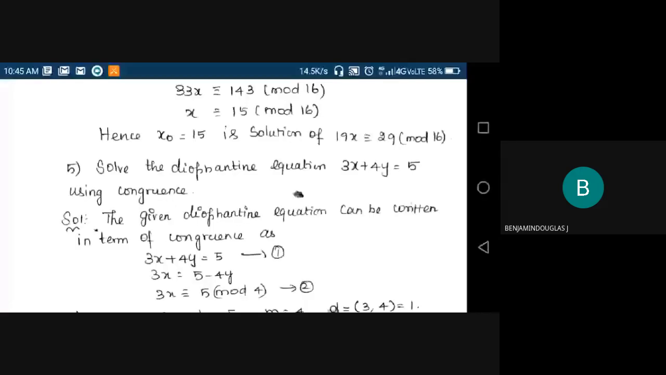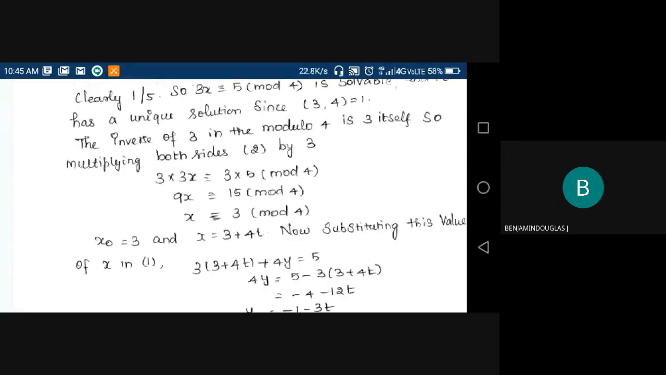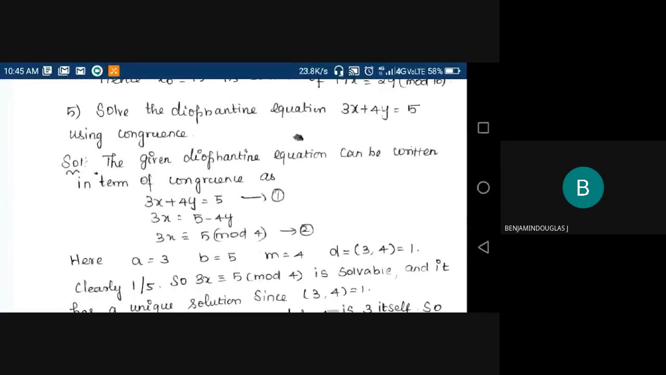But in the given Diophantine equation, there is only one equation, but this one equation contains two variables. So we are going to find two solutions. We have found the solution for x, x equal to 3 plus 4t. One more solution, y, will be found out.